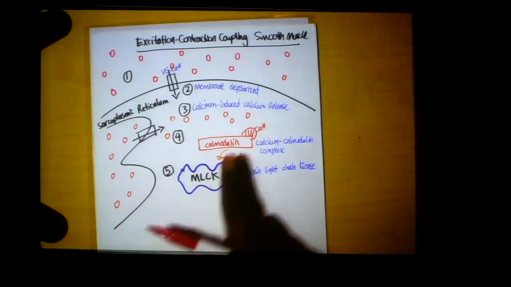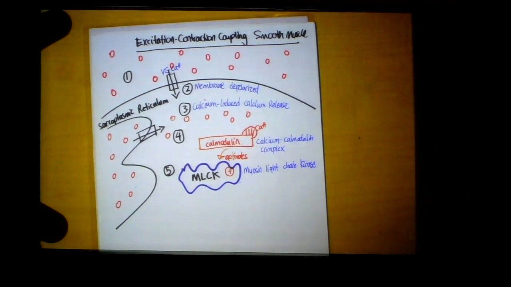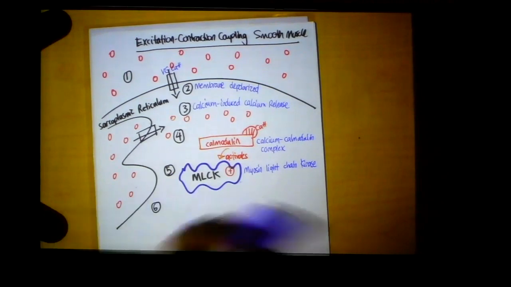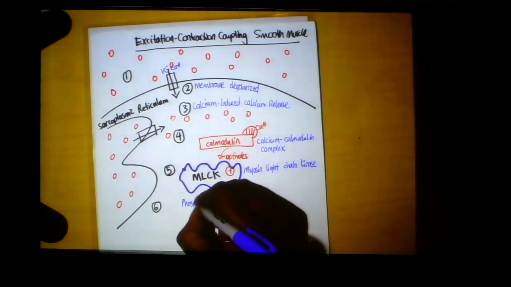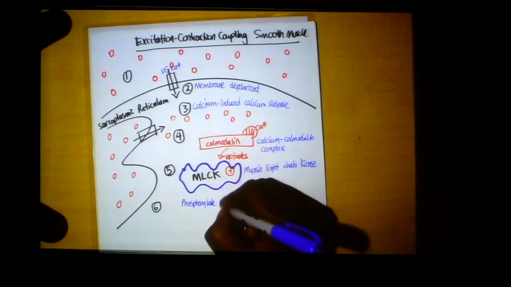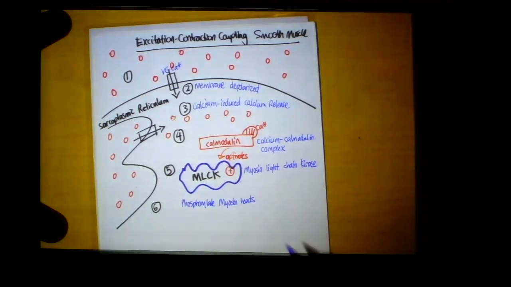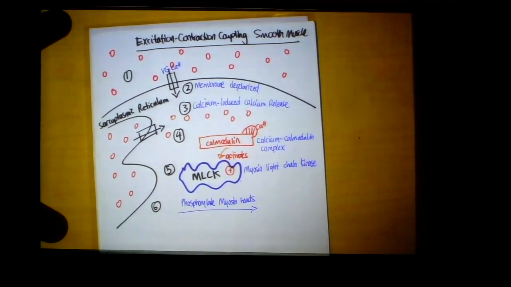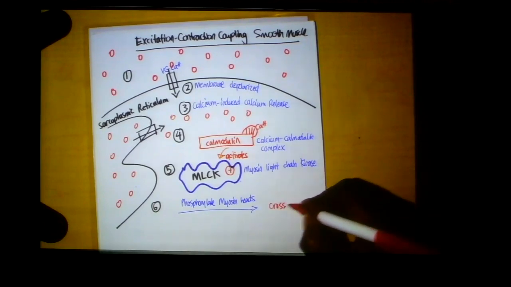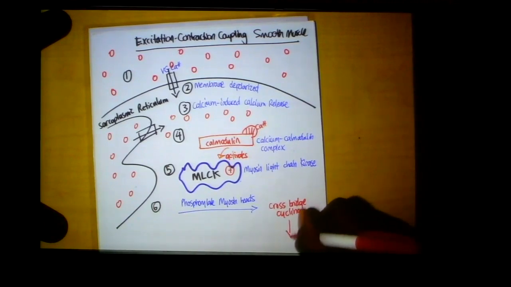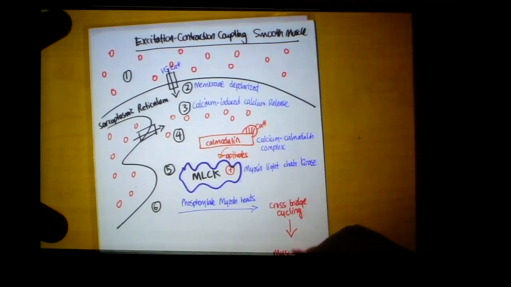When it's activated by this complex, it is going to go around and look for the myosin heads, and it's going to be able to turn them on, right? Phosphorylate them and turn them on. So step 6 here is that we phosphorylate the myosin heads, okay? And that leads us to cross-bridge cycling, which we know translates to muscle contraction, right? Muscle contraction.